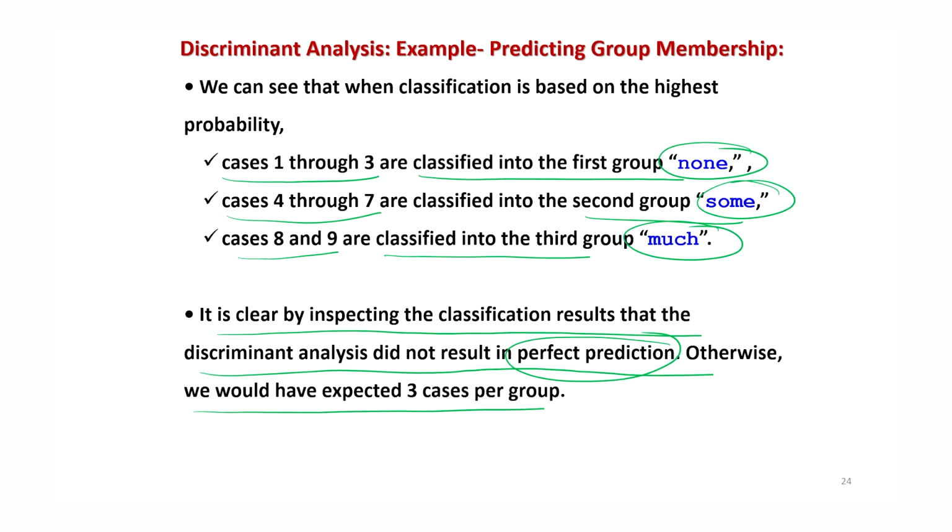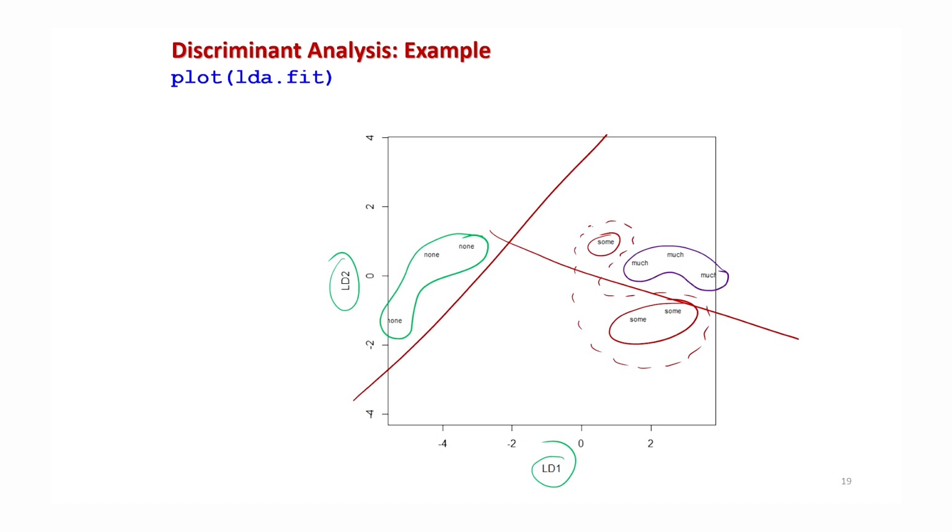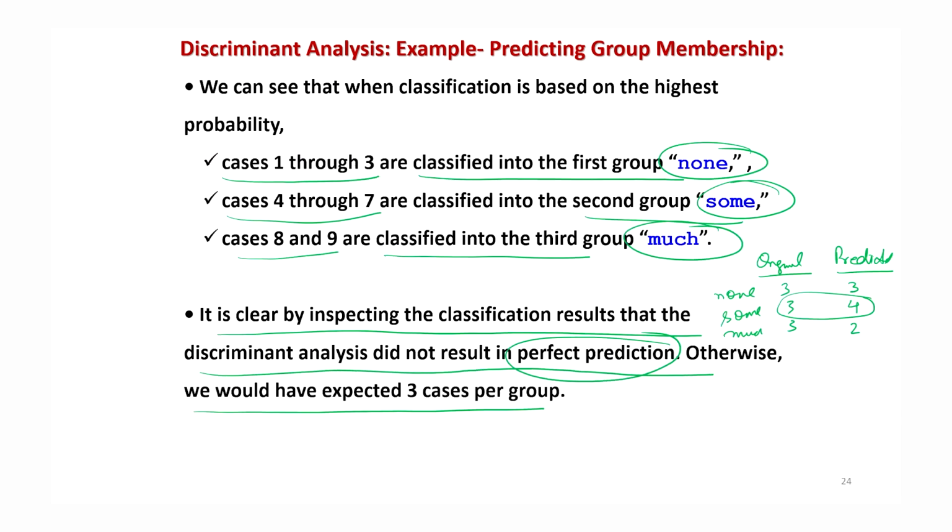Why? Because originally you have the class none, then some, and then much, and originally there were 3 observations in each class, but now under the predicted case you have 1, 2, 3, that is 3 cases, then 4, 5, 6, 7, 4 cases, and 8 and 9, 2 cases. So there is a mismatch in the second group, and this was exactly the same thing which was indicated in this graphic also. This shows some different behavior, which I told you I would explain on the basis of numerical results also.